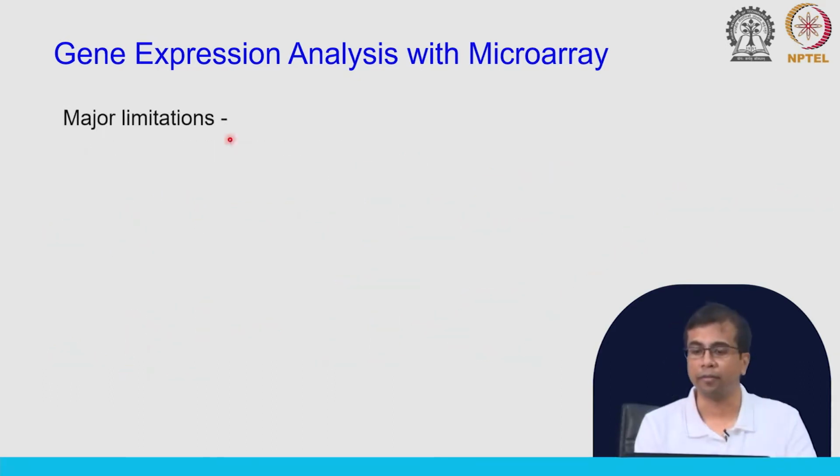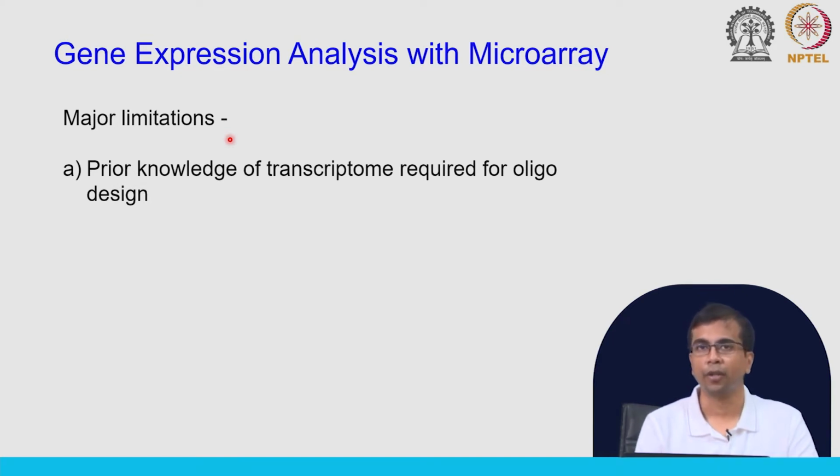But there are several limitations. Because microarray relies on hybridization, we need to have prior knowledge of the transcriptome for oligo design. We need to design or synthesize these oligos on the chip, so we need to know the transcriptome sequence, the genome sequence and the gene sequence, mRNA sequence, etc.